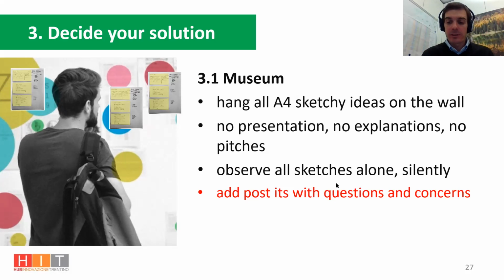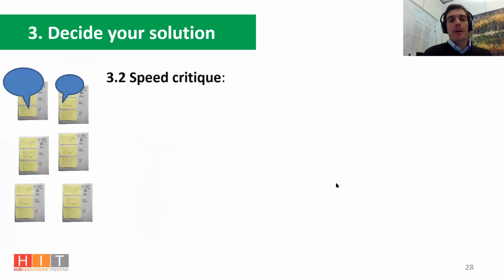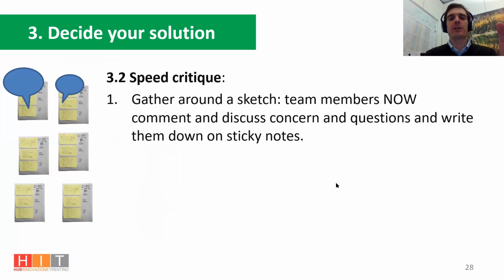You just add post-its. I will explain how to do that remotely later on. The second sub-phase for getting to a decision on the solution is called the speed critique. After all the team members have analyzed all the ideas in the museum sub-phase, you start this so-called speed critique. So how does that work?